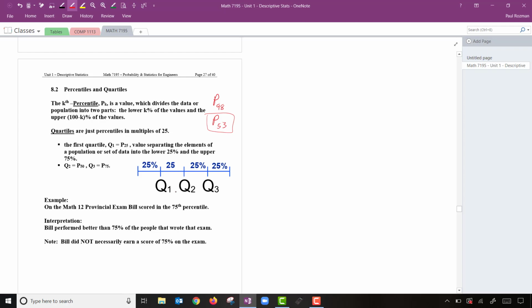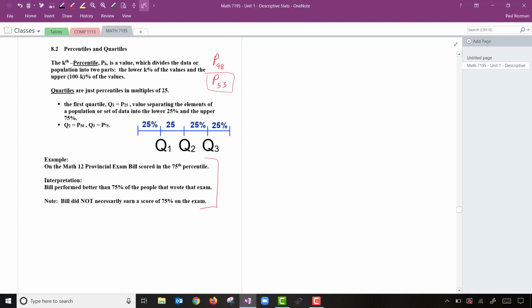We generally don't talk about a fourth quartile because that would be the 100th percentile, which is rather hard to define. A little example, similar to what I was just saying about my graduate school accolades. On the Math 12 provincial exam, Bill scored in the 75th percentile. Again, he didn't get 75% on the test. Maybe he got 50%, but he still beat 75% of the people that wrote the test that day. So he's P75, or we could also call that Q3, the third quartile.